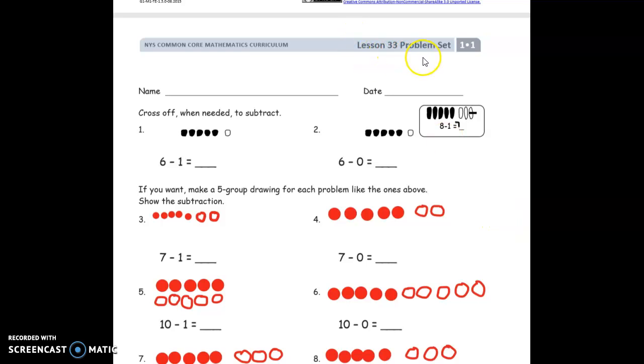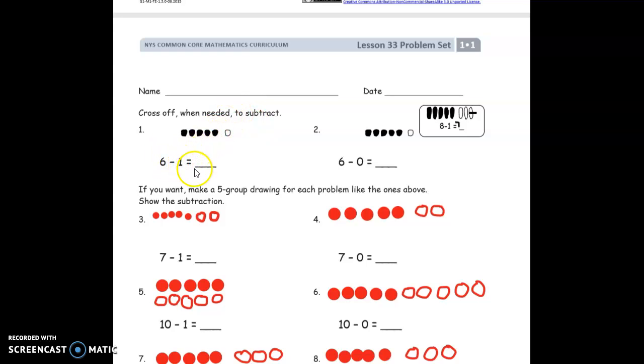Lesson 33, Problem Set. Let's go through this together. Put your name at the top of the paper. And directions for 1 and 2 say, cross off, when needed, to subtract.